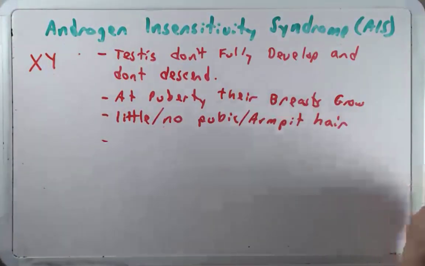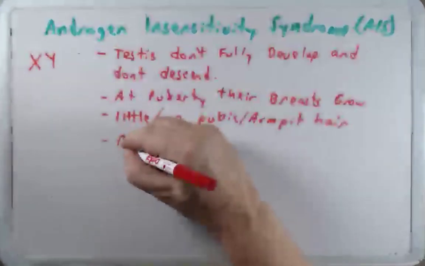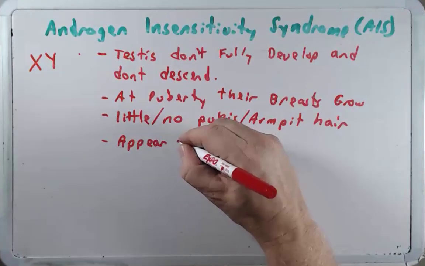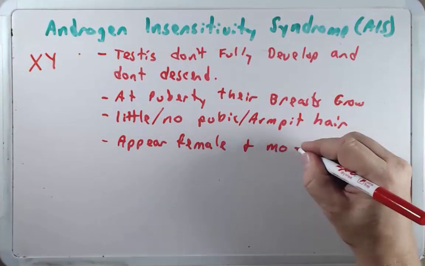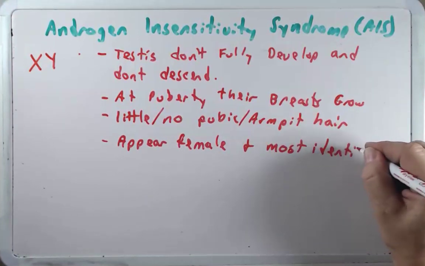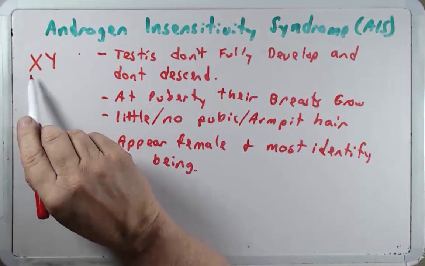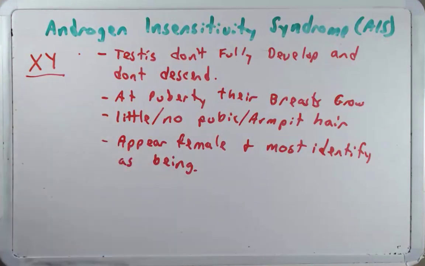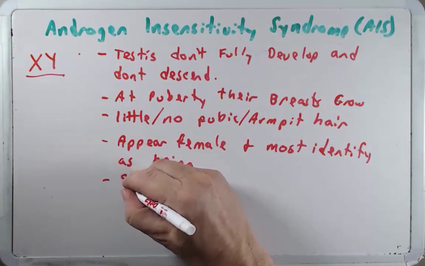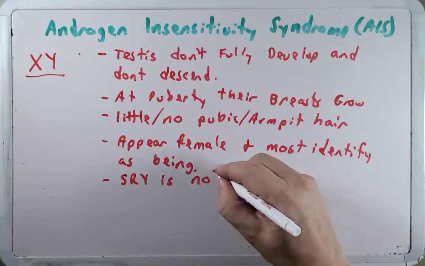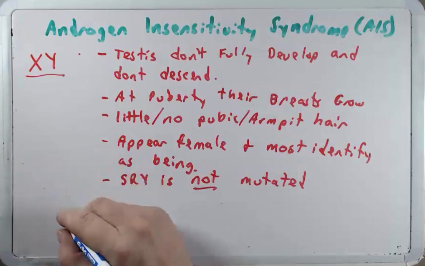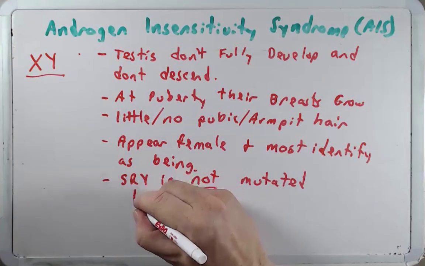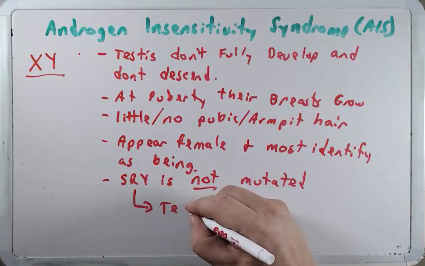At birth, and really for their life, they appear female and are raised as such. And most identify as being female. So how is it possible they could be XY yet appear female? I should also tell you that the SRY gene is not mutated. In fact, these individuals will take the SRY gene and still make lots of testosterone.